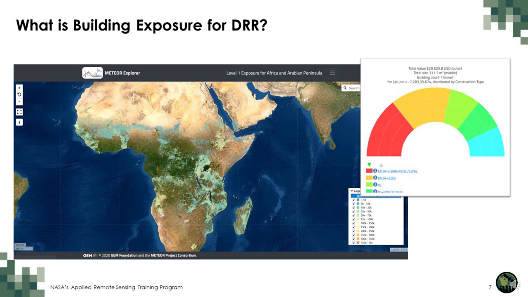And for each grid cell there, if you click on it, you get the answers up here on the right, which is essentially what the value of the exposed buildings are in dollars, what the area is in square meters, what the building count is, of course, what the location is, and then how those assets, those buildings, break out by construction type. And here we have some codes which map to specific vulnerability functions or damage functions that will estimate, given an amount of peak ground acceleration typically, or ground motion, what they expect the damage to those facilities to be. So for example, here we've got W, that's simply wood frame, and then several other codes that map directly to construction types.